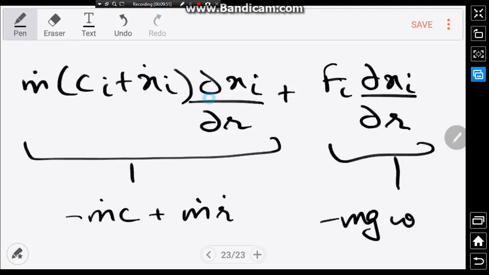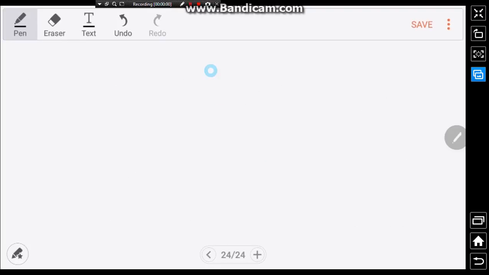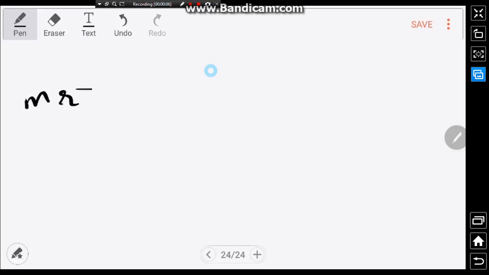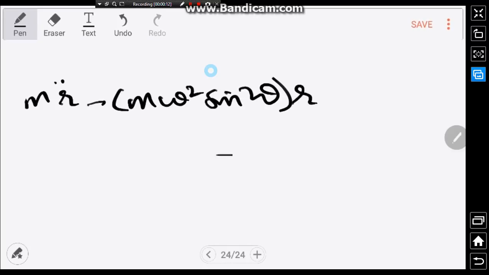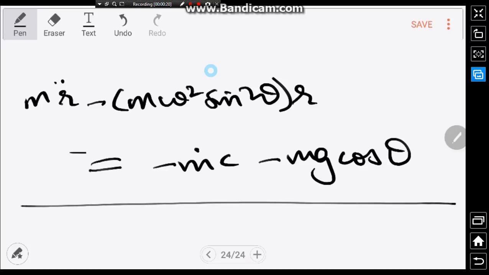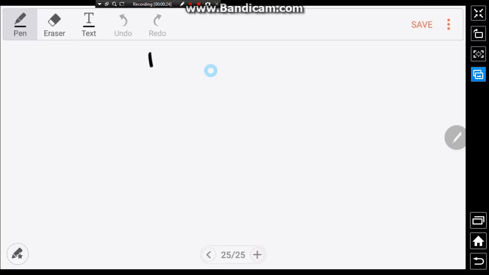minus mg cos theta. And so we finally arrive at the Lagrangian equation of the rocket motion, which is m r double dot minus m omega square sine square theta times r is equal to minus m dot c minus mg cos theta. This is the Lagrangian equation of rocket motion. Now we will arrive at the same equation using the Hamiltonian method.